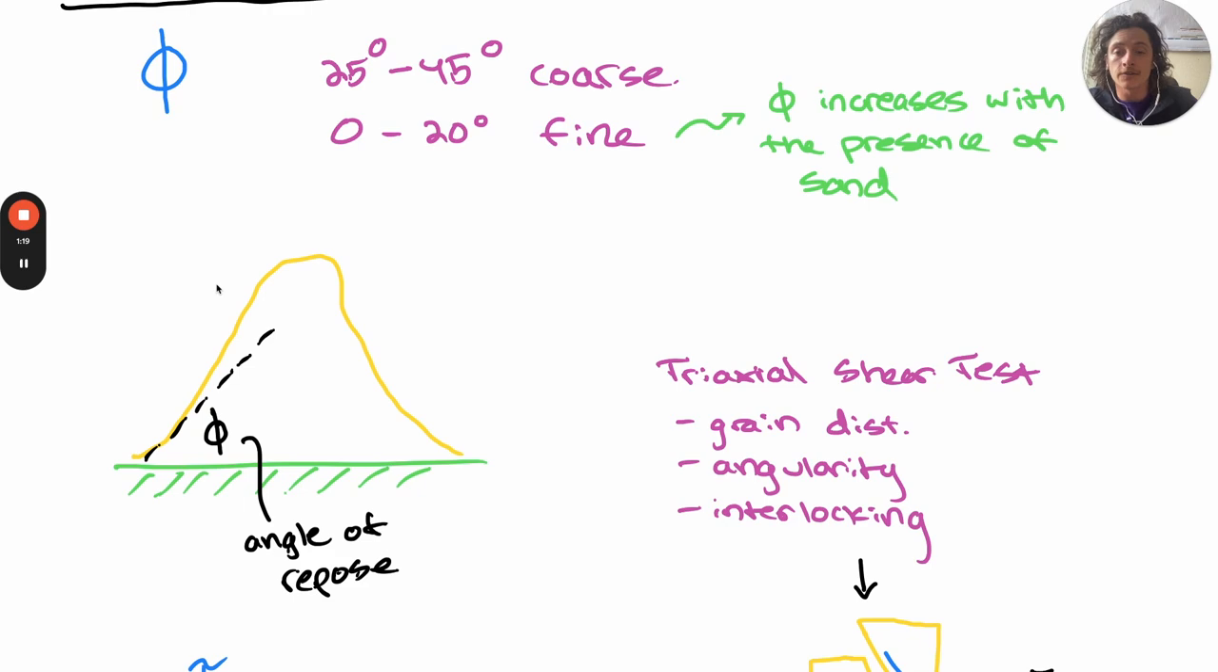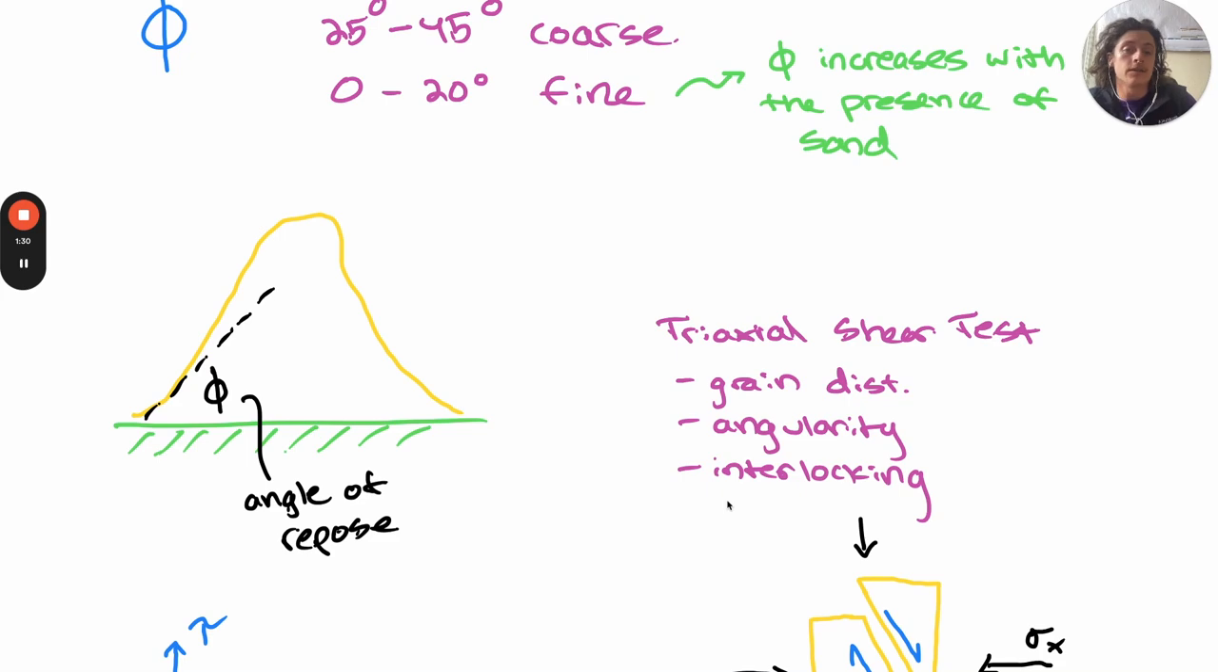But the angle of internal friction is commonly found by the triaxial shear test, and some variables that affect phi when you're doing this test are grain distribution, the angularity of the particles, and particle interlocking.